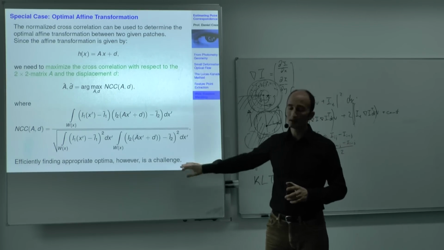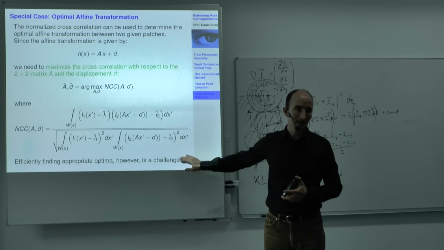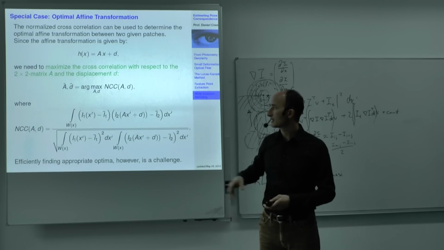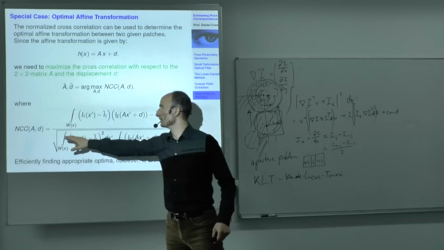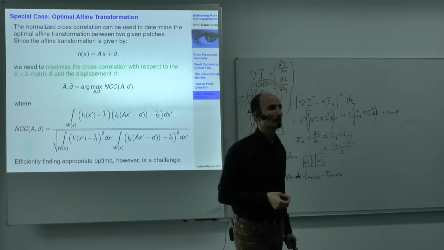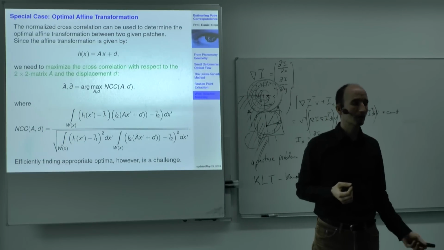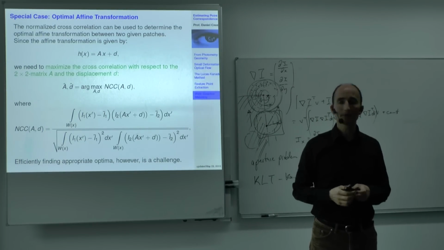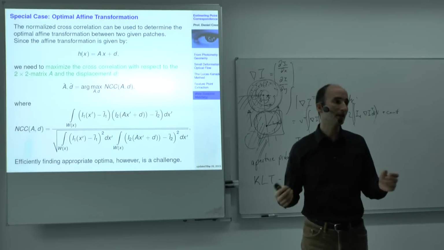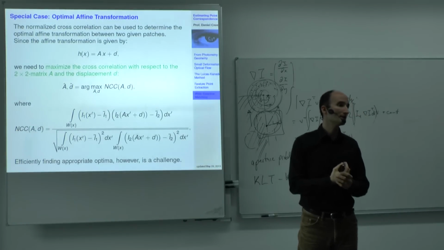I'm not saying that this is actually going to work well in practice. This is very challenging, because how do you minimize such a cost function as a function of 6 parameters? It's not a convex cost function. It's very hard to do optimization in 6 degrees of freedom if you don't have any additional assumptions.